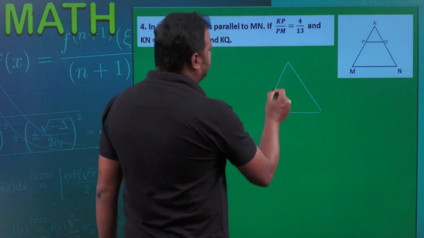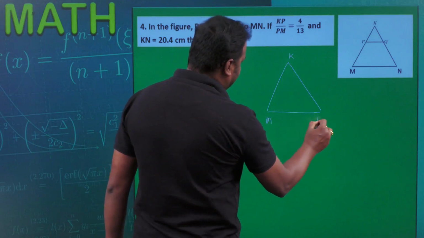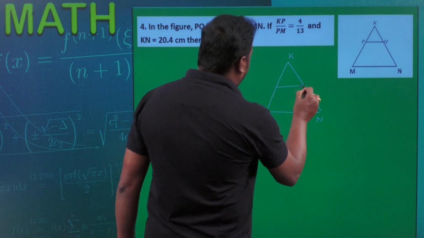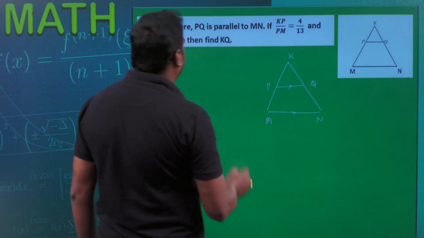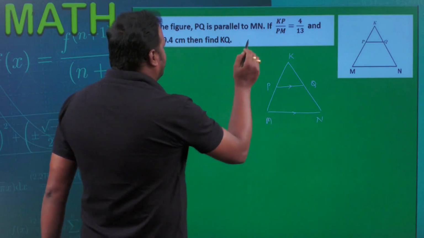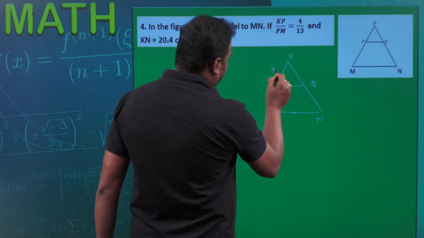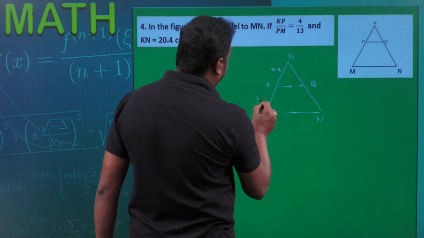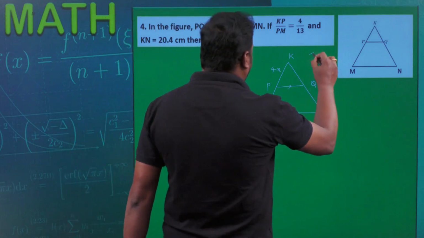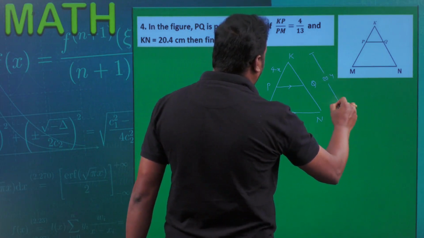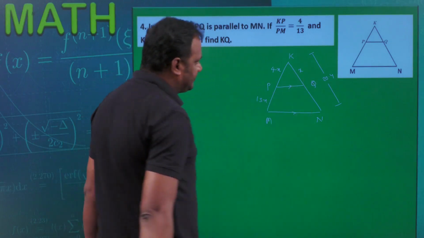Okay. So in this triangle KMN, this is K, this is M and this is N. PQ is a line drawn parallel to MN. So these two are parallel, it was already given. KP by PM is equal to 4 by 13, which means let us say this is 4x and this is 13x. And KN is equal to 20.4. Then what do you want? Find the value of KQ. KQ is equal to this one. How much is it?